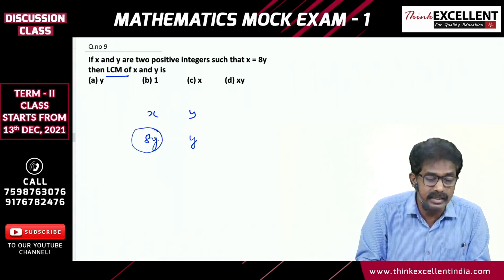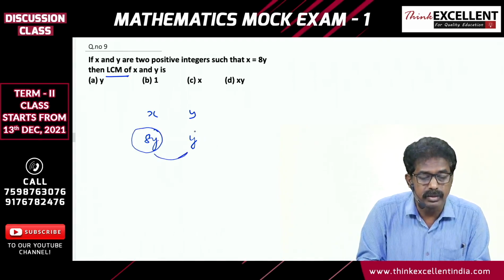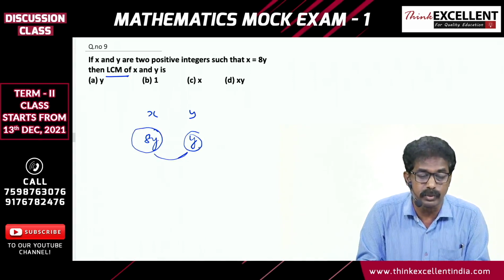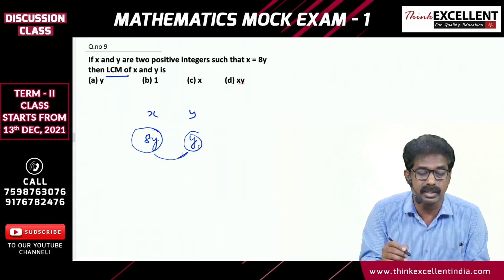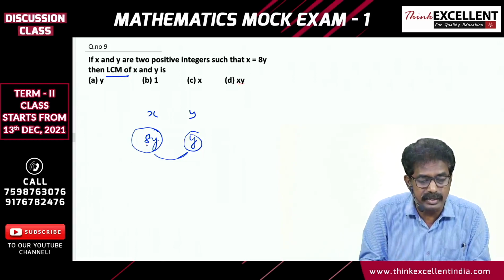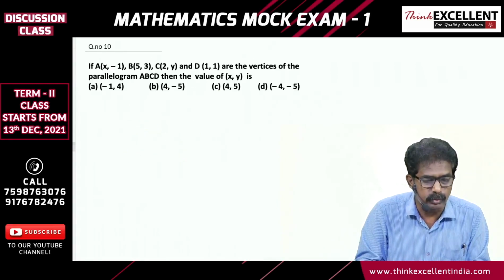If they ask GCD, the common one, here you take y only. If the question is HCF or GCD, your answer is y. LCM is 8y. Option 8y is not given, but you know 8y is same as what? X. So X is the correct answer. So C is the right one.